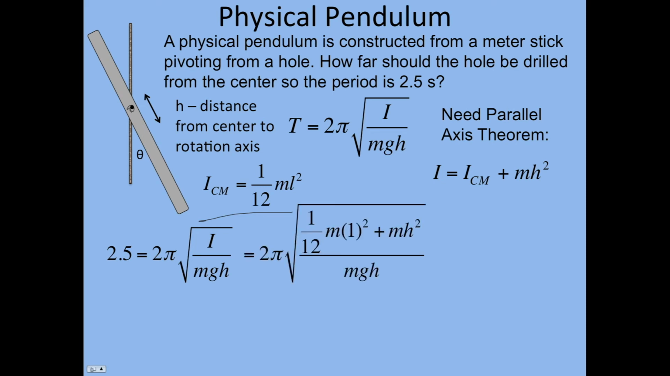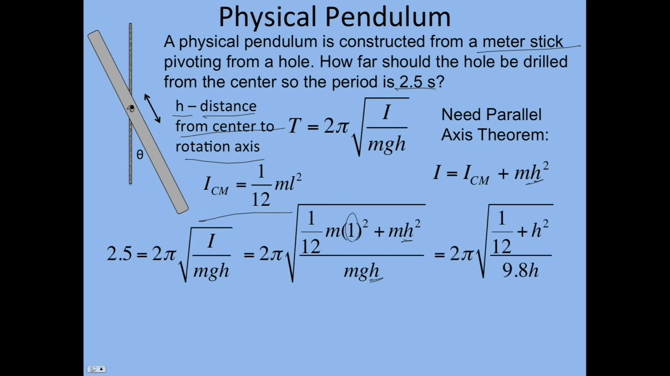So we set the period equal to 2.5 seconds. We want to solve for h. The rotational inertia is 1/12 ml squared, where L is 1. It's a meter stick in this case. And H is the same H as here. H is the distance from the center to the rotation axis. And so that's the H in the parallel axis theorem and the H in the denominator of the period equation.